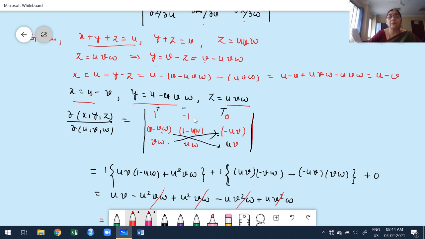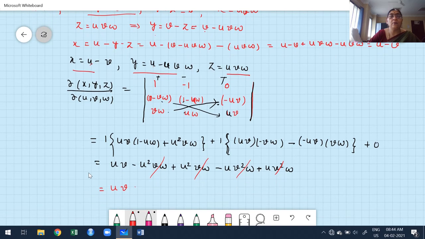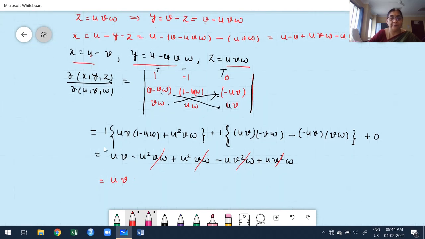Neglect first row, second column. Which rows are we going to take? Second row, third row. You take the columns, which are the first column and third column. Okay. Then you multiply that. Once you go for the upper arrow, we get a minus sign. That's why I wrote that also. Simplify that. Finally, we get the value of the Jacobian as u into v.